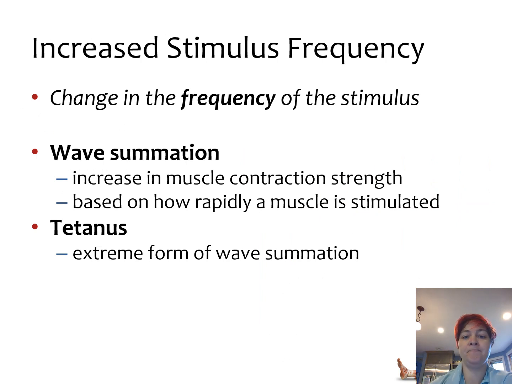Okay. Now let's talk about changing the frequency of the stimulus. This is that thing where I was talking about how we're going to play around with the refractory period. We're going to talk about two things that can happen when we do this. One is wave summation, the increase of muscle contraction strength based on how rapidly the muscle is stimulated. So we're going to pound it with stimulus and see what happens. And then we're going to talk about what tetanus is, which is this extreme form of wave summation.